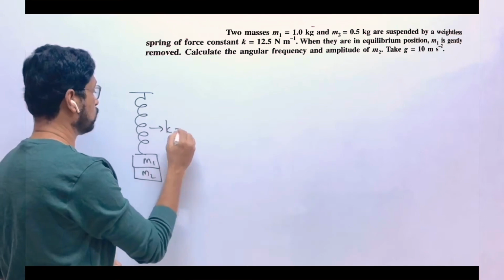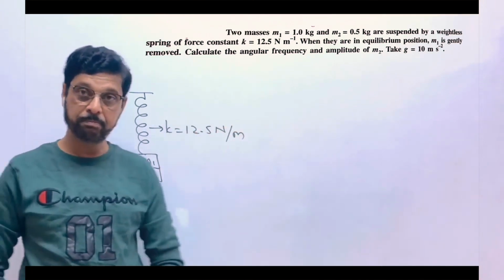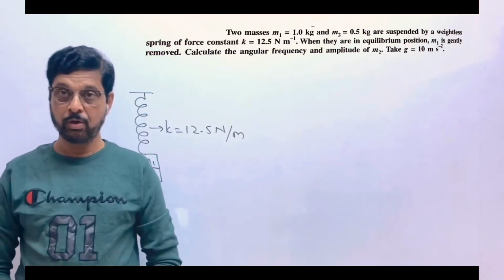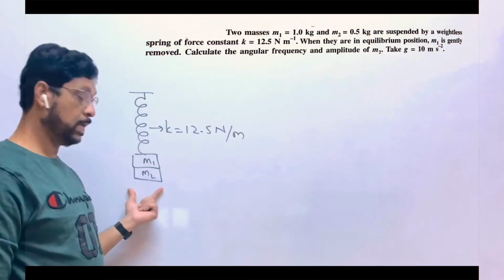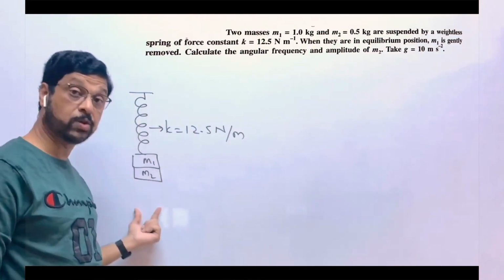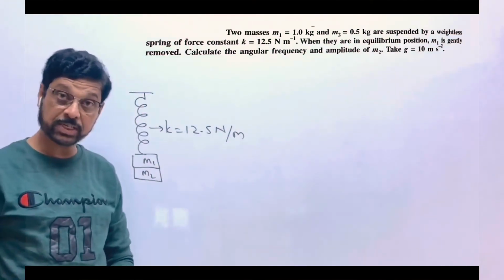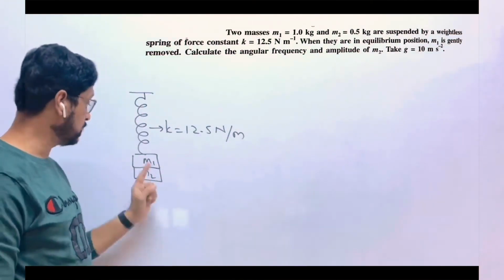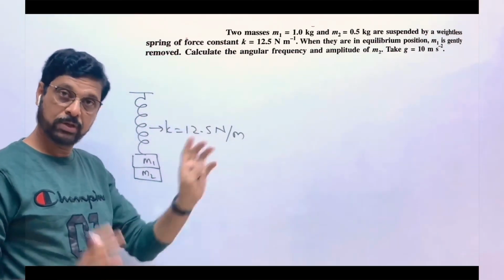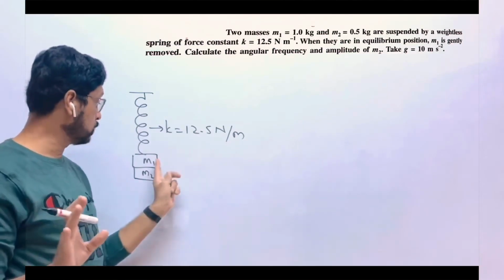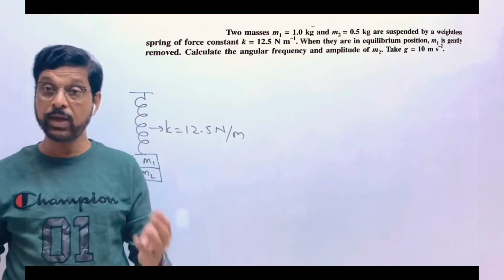इस स्प्रिंग का फोर्स कांस्टेंट है 12.5 न्यूटन पर मीटर. फाइन. When they are in equilibrium position, ये इक्विलिब्रियम पोजीशन है, मींस द स्प्रिंग इज स्ट्रेच्ड. After attaching the mass, the spring is in the stretched condition and they are in equilibrium, means the weight is equal to the restoring force, means it is not moving, it is not performing any motion, the system is in equilibrium.